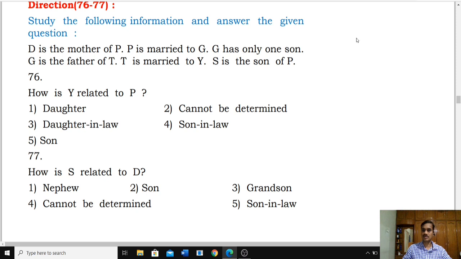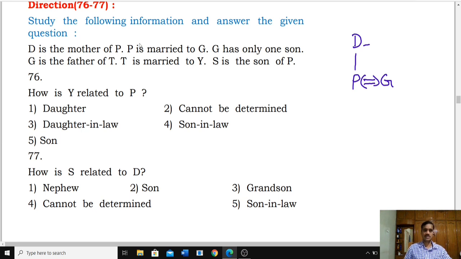D is the mother of P. How to represent this one? This is D, who is the mother of P. D, a female, is the mother of P. Now P and G are married to each other. P and G. G is here. P is married to G.